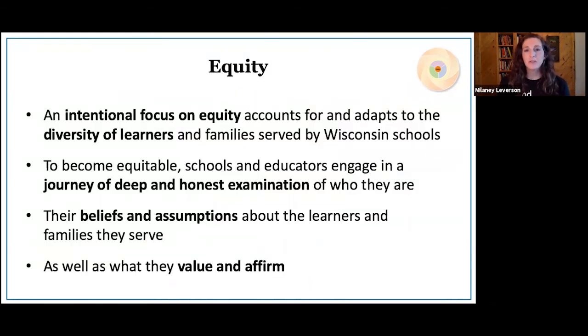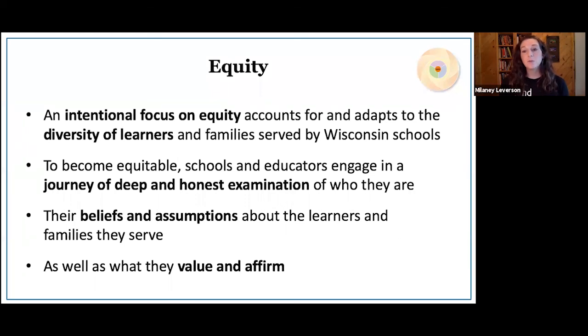So an intentional focus on equity accounts for and adapts to the diversity of learners and families that are served by Wisconsin schools. And we do hear sometimes that our schools are not very diverse in Wisconsin, especially in the region of the state that Jill and I work in. We have some smaller districts that tend to have student populations that look very similar, very white, if I'm going to be honest. And what we know is that there actually is a great deal of diversity in Wisconsin.